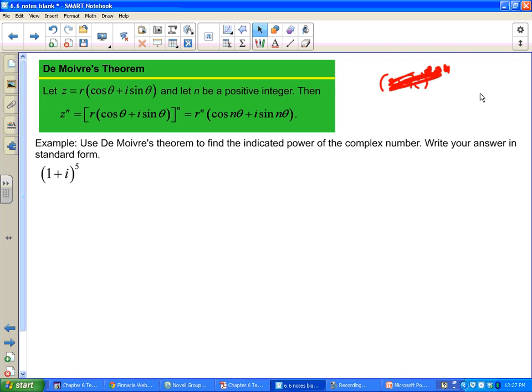I don't really know what I was just talking about on the video. I paused it for a while, and so we're just gonna do this problem now. So we have to get this in trig form to start off. So this is like 1 plus 1i.